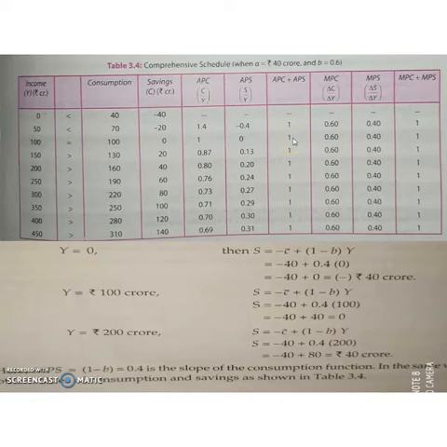Okay. Then how can we calculate MPC? MPC is equal to delta C by delta Y. Then in the first case, the income is 0. That's why the APC, APS, MPC, MPS are nil.